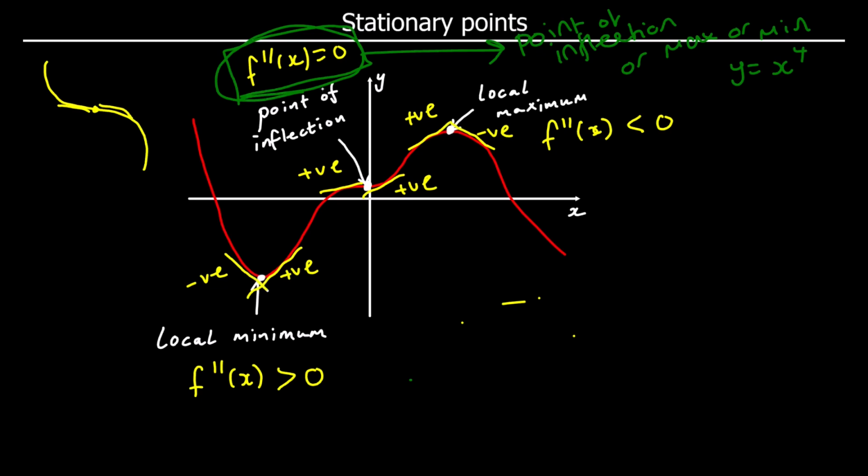The reason we're calling them local minimum and local maximum, so this is the biggest point, the highest point locally. It's not the highest point on the graph. It's not the maximum, because the graph continues up here. So there are higher points. It's just the highest point locally. It's a local maximum.